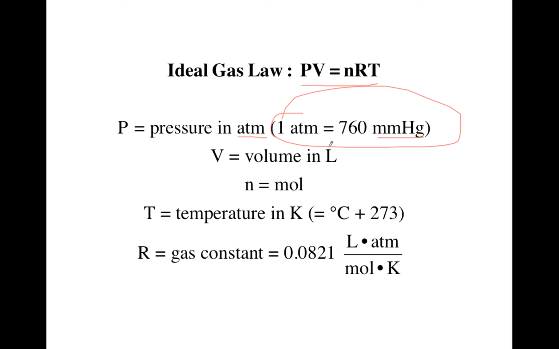The volume needs to be in liters, so if it's in milliliters, you're going to want to convert. N stands for moles, so if it's in grams, you would use the molar mass to get to moles. Temperature needs to be the Kelvin temperature. To get that, you're going to take degrees C and add 273 to it to get the temperature in Kelvin. And the last thing in the equation is R, that's called the gas constant, and here's its value with units.